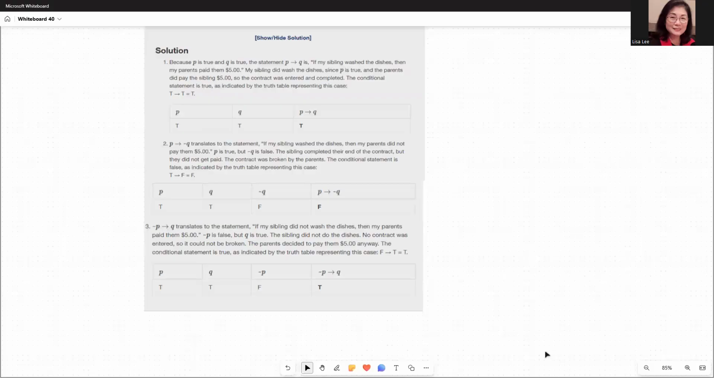This is an example for you to practice, okay? And if you read the textbook, there are more examples for you to practice. If you have any questions, you can always post in discussions or just email me, okay?